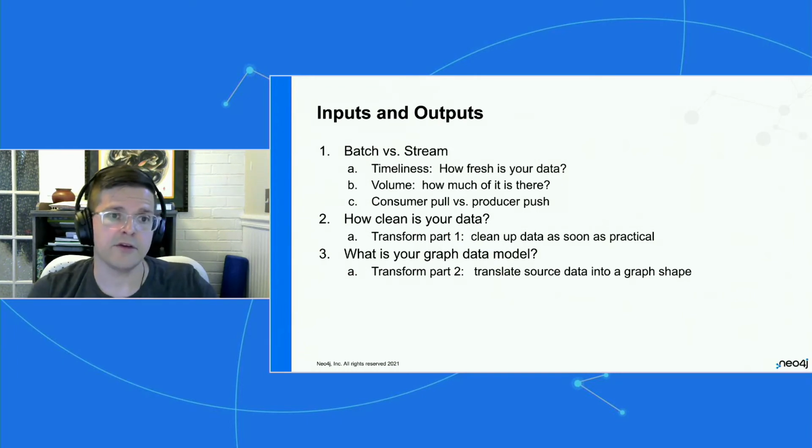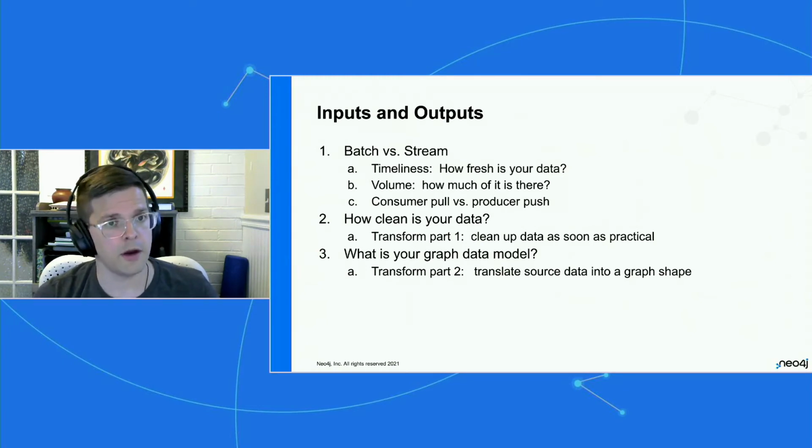So the second characteristic is volume. How much of it is there? Typically, the higher your performance needs and the higher the volume that's involved, the more you're going to want to go the batch route. And the third is consumer pull versus producer push.